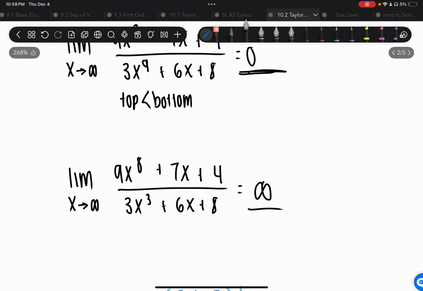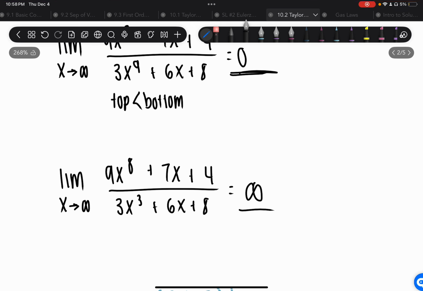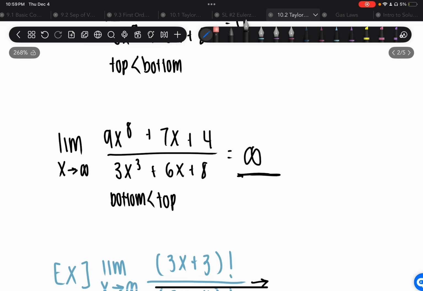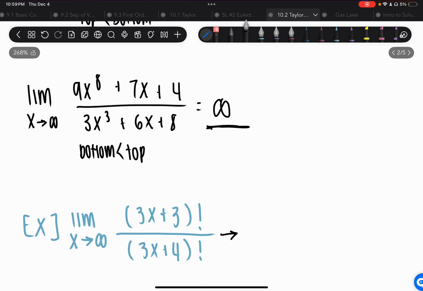Now our last scenario is when the bottom power is less than the top. And so here I have 9x to the power of 8 over 3x cubed. Whenever that happens, I'm going to get an answer of infinity. So let's look at a quick example.